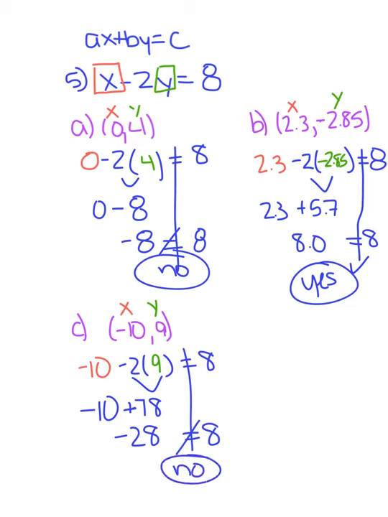Make sure you do that keep, change, switch, because you might have been tempted to get 8 as an answer if we did not keep, change, switch that correctly. So the answer is no. Negative 10, 9 is not a solution. It is not on the line x minus 2y equals 8.